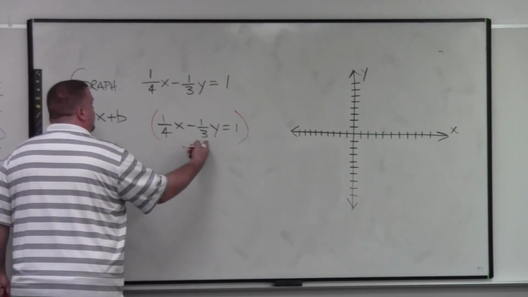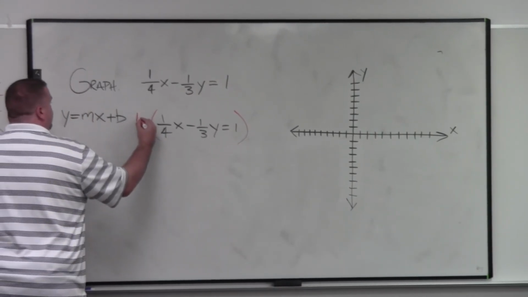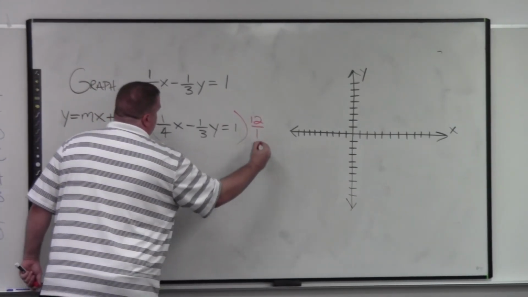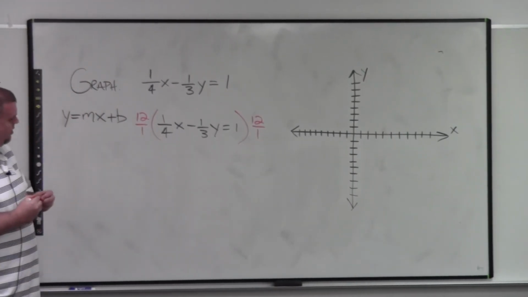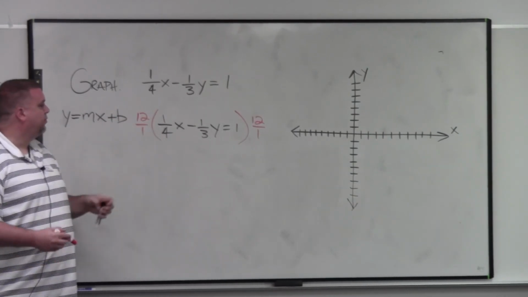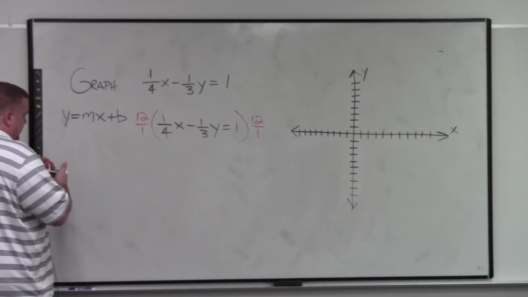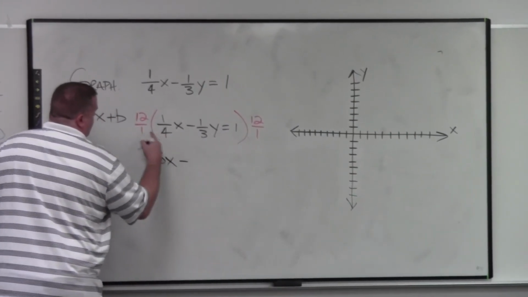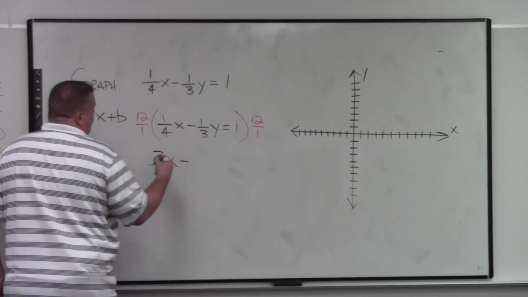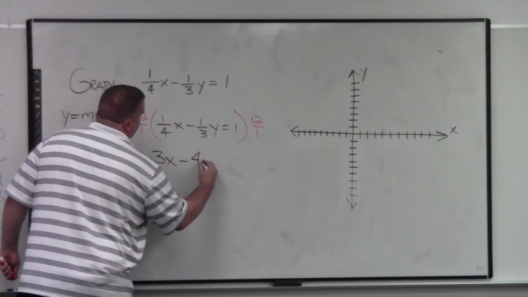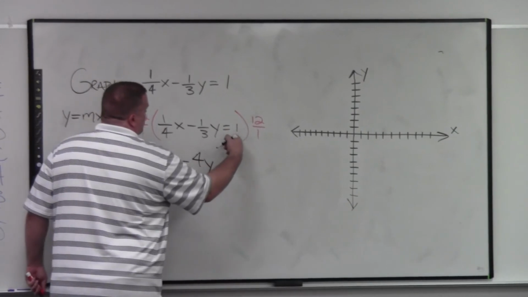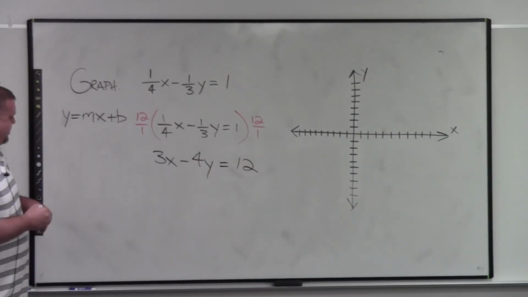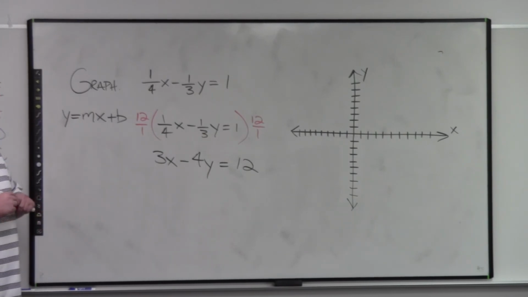12. My lowest common denominator, 4 and 3, would be 12. And remember, that's like multiplying by 12 over 1. So 12 over 1 times 1 over 4, what would that end up being? 3x, 12 divided by 4. 12 over 1 times 1 over 3, 12y. And then 1 times 12 is just 12. Now we're back at just rearranging it to get y by itself.